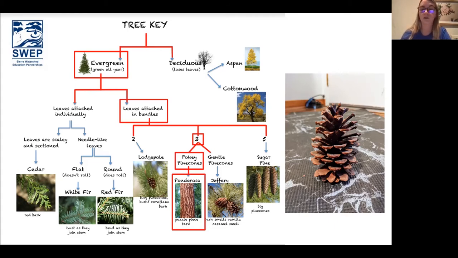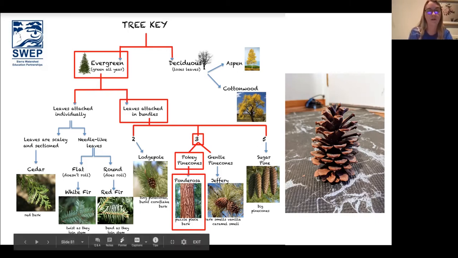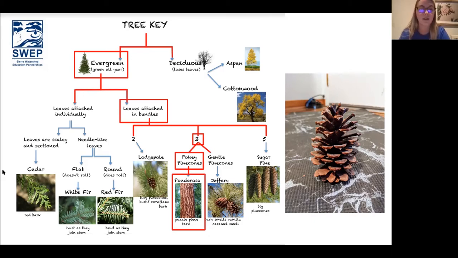So this is a good resource when you're still learning how to identify trees, to take out in the forest with you. If you practice enough, you won't even need the tree key. You'll just be able to remember all of the identifying features that go with the trees. But that definitely comes with a bit of practice.